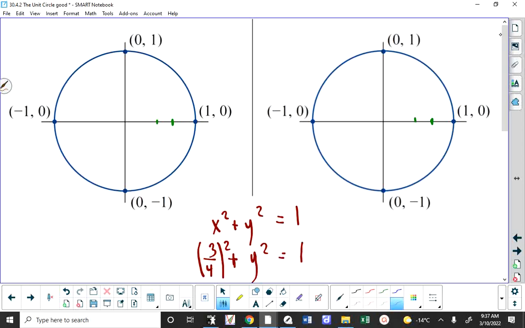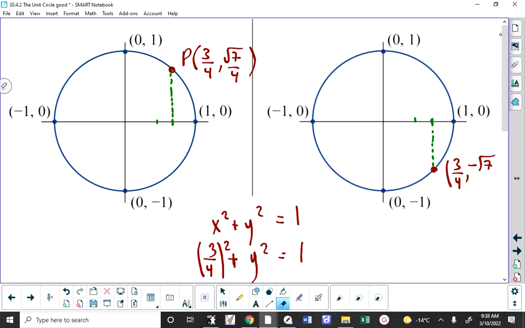There is a point where x is 3/4 up here. That has an x-coordinate of 3/4. There is also an x-coordinate of 3/4 down here. So there are two points on the circle where x equals 3/4. This one is at (3/4, root 7/4). This one is at (3/4, negative root 7/4).